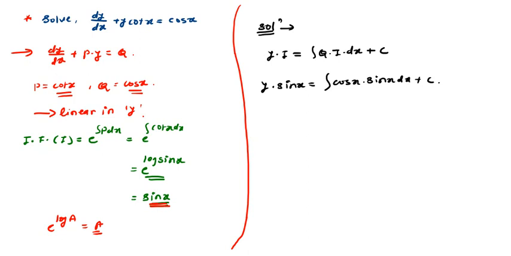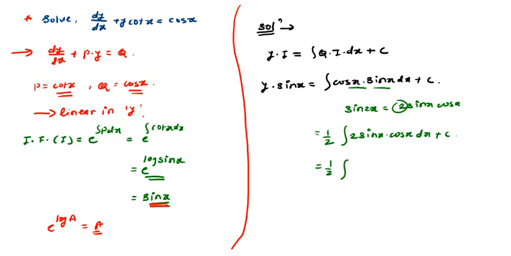Now what trigonometric identity will we use here? We know one formula for sin 2x, and this sin 2x is nothing but 2 sin x into cos x. So we have sin x and cos x, but we don't have this 2. So multiply and divide this equation by 2. So this will be 1 by 2 integration 2 sin x into cos x dx plus c. So this will be equal to 1 by 2, and this term is nothing but sin 2x, so sin 2x dx plus c.